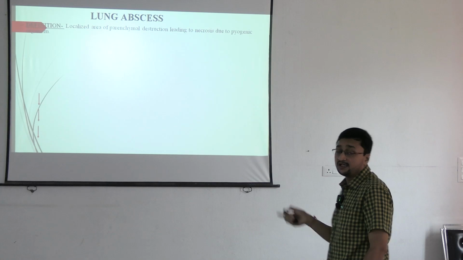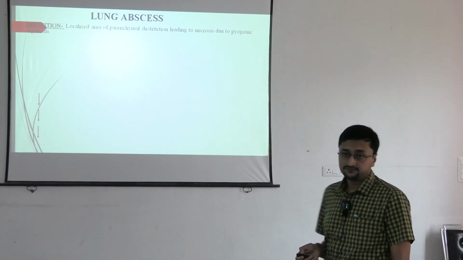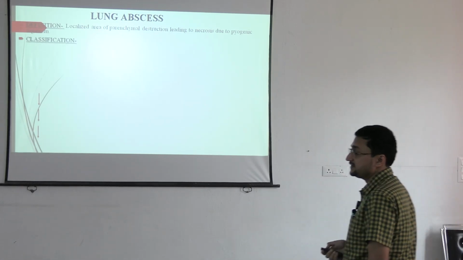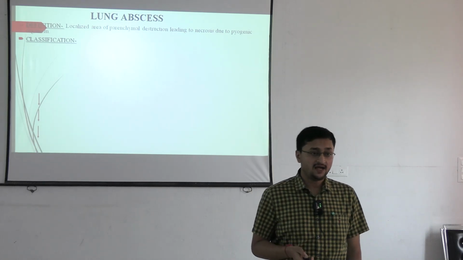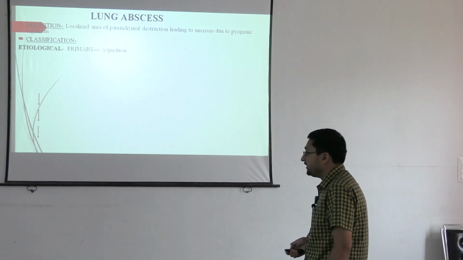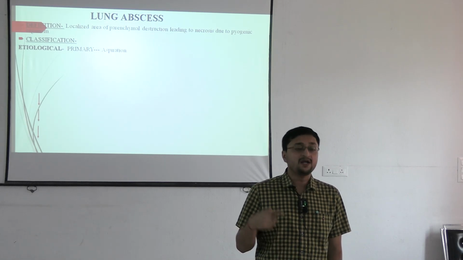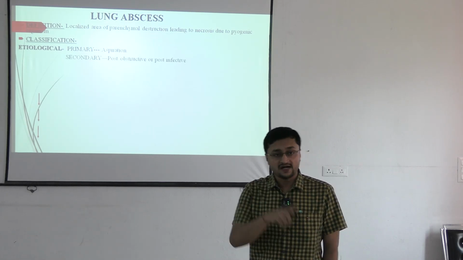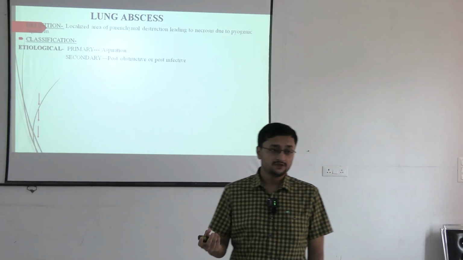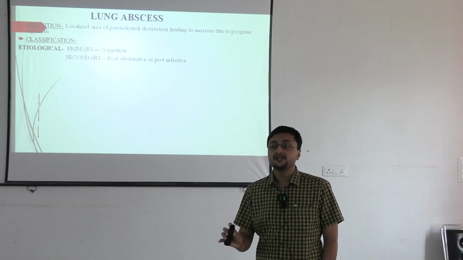So localized area of parenchymal destruction leading to necrosis due to pyogenic organism and formation of a cavity. There are two types of lung abscess, primary or secondary, and according to the duration, acute and chronic. Primary lung abscess is due to aspiration, and secondary is due to other bacterial causes. What causes can there be? Post obstruction or post infective. Acute is less than 4 weeks, chronic is more than 4 weeks.